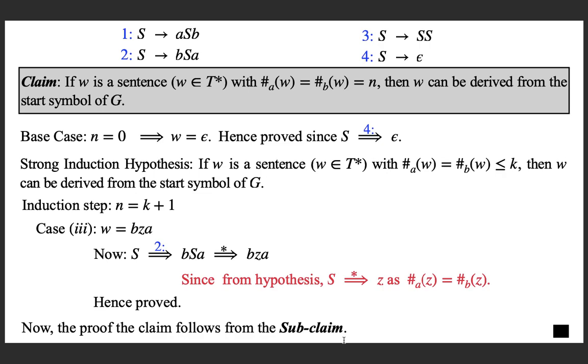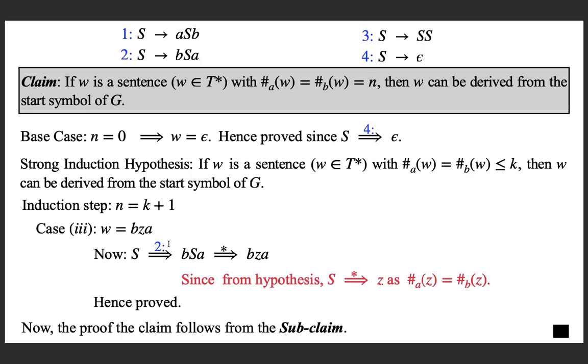What is the subclaim? W must be of the form 1, 2 or 3, and in every case we proved that we can derive W, and hence we proved the completeness. Thus we proved the soundness and completeness of this grammar, and thus we can conclude that the language is the set of all strings with equal number of A's and B's.